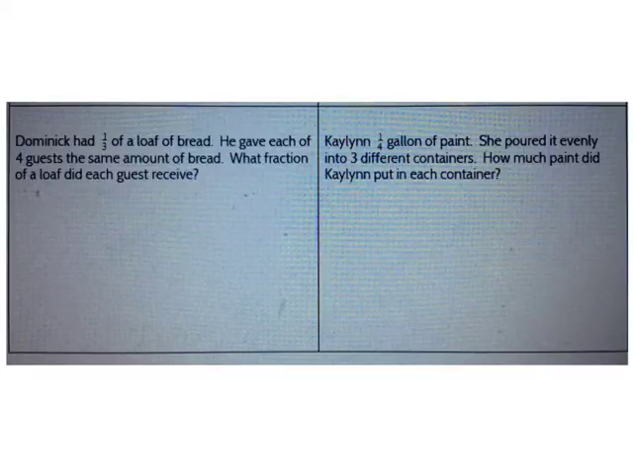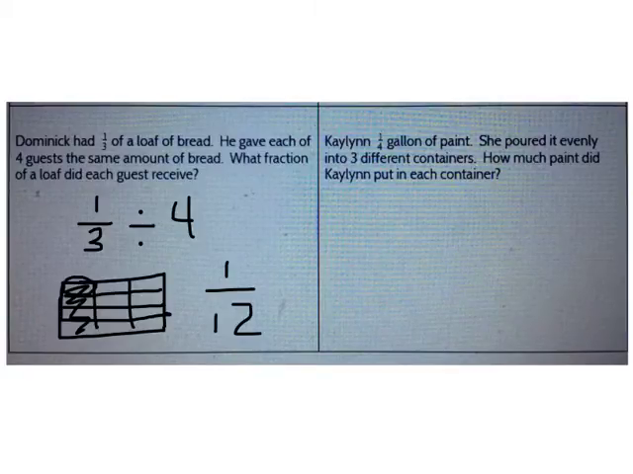Dominic had 1/3 of a loaf of bread. He gave each of 4 guests the same amount of bread. What fraction of a loaf did each guest receive? Go ahead and solve that problem now. Each guest received 1/12 of a loaf.